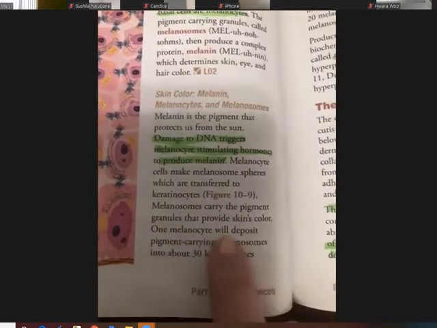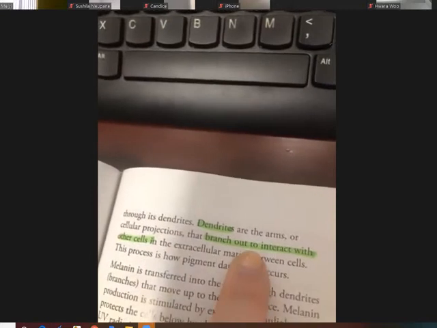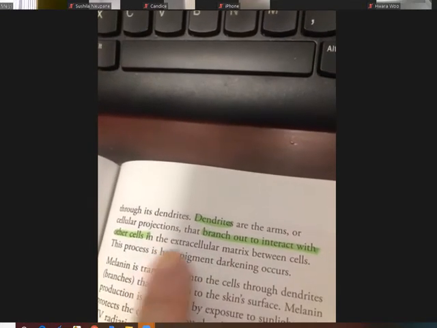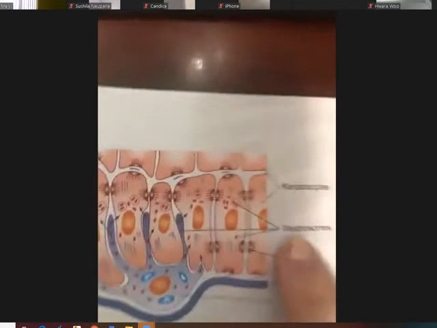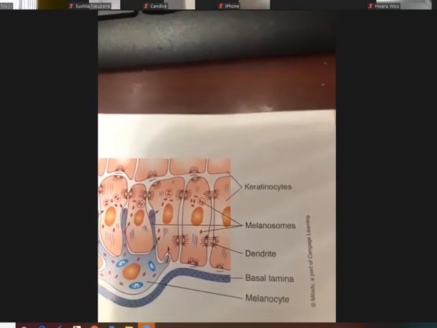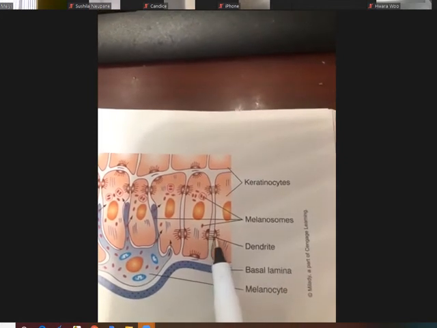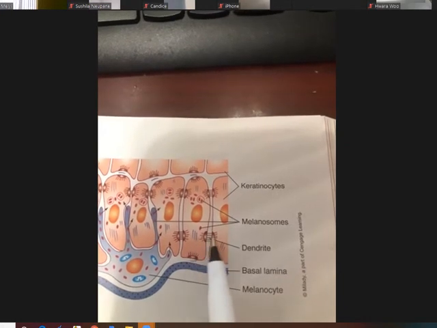So one melanocyte would deposit pigment-carrying melanosomes into 30 keratinocytes, through its dendrite arms or cellular projections that branch out to interact with other cells in the extracellular matrix between cells. This process is how pigment darkening occurs. You can see here, this is your melanocytes. This little thing here, dendrite, is the signal. They send, it is like a wire that sends signal to another cell.